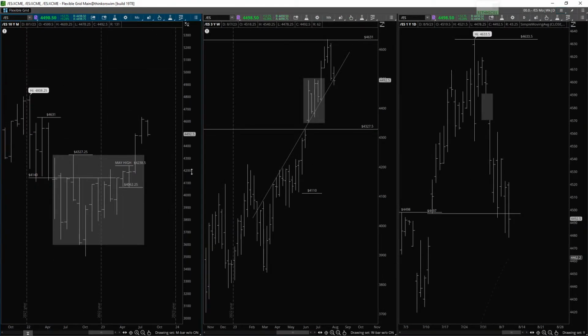The monthly, there's no change in the monthly. It remains as an inside bar. Granted, we are just 10 days into the month. We have about 3 more weeks to go on the monthly. And look at that, the end of the month is Thursday. It almost falls on Friday.